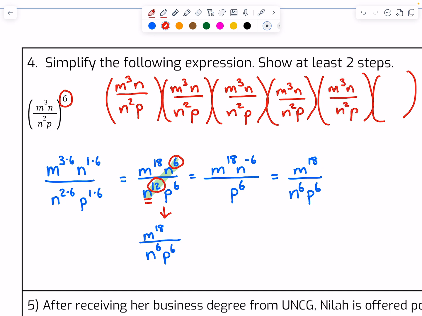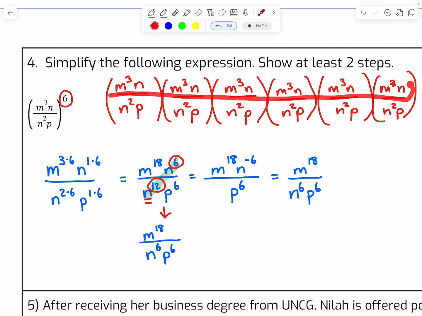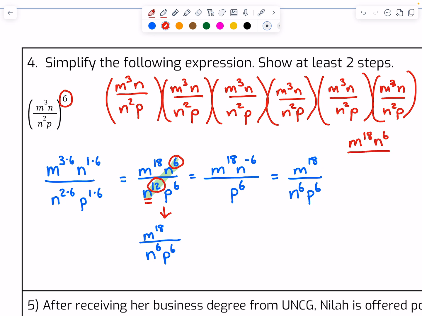And I know it takes a minute, but sometimes it helps us to see what we need to do. So if it helps, it helps. And that's what matters. So I see in my numerator, I have 6 m's that have a power of 3. So they would all add up to give me the 18. Then I have 6 n's. And at the bottom, I have 6 n's with a power of 2. So that would add up to 12. And I have 6 p's.